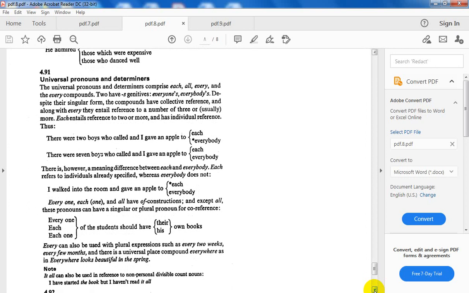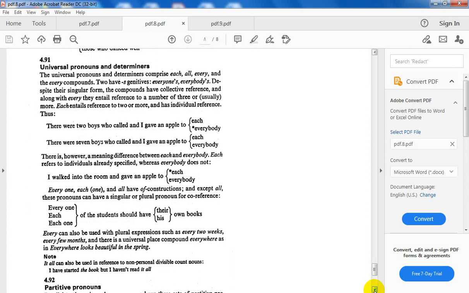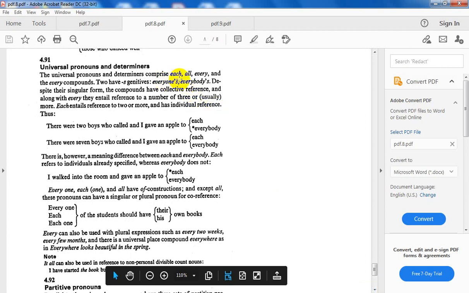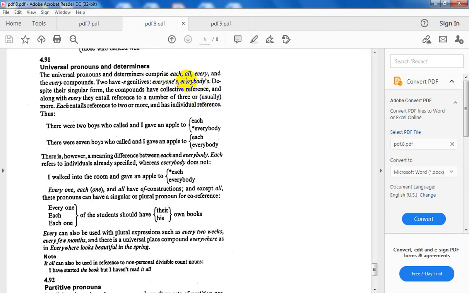Move to another one, which is the universal pronouns and determiners. What are they? Each and everybody. Universal pronouns and determiners comprise each, all, every, and the every compounds. That means everyone, everybody, everything, and everywhere. What are the every compounds? Everyone, everybody, everything, and everywhere.